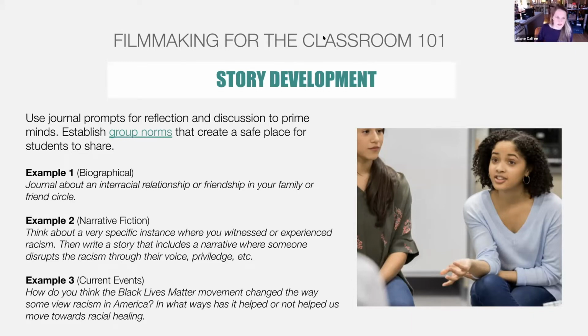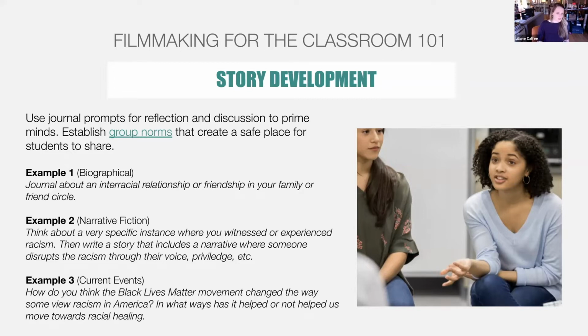So it might be that they pull a prompt that says journal about an interracial relationship or friendship in your family or friend circle. That's going to get them thinking and journaling about what that means and what potential challenges there have been, or maybe there haven't been, and it's just a beautiful representation of a future that we want to be a part of.